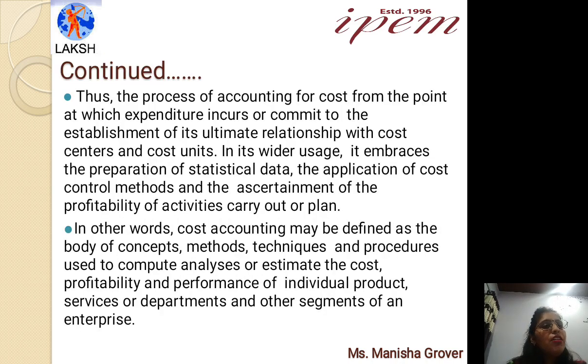Now, the process of accounting for cost is from the point at which expenditure is incurred or committed to the establishment of its ultimate relationship with cost centers and units. Basically, cost accounting helps to get the major points where the cost is incurred. Apart from this, we can get to know the cost center related to which part. If we are talking about the cost, we can get the information with the help of product, services, raw material, and there are so many things we can calculate. So with the cost center, we have to identify at which point of the unit we are talking about, or a product or a service. Then we are talking about our cost unit.